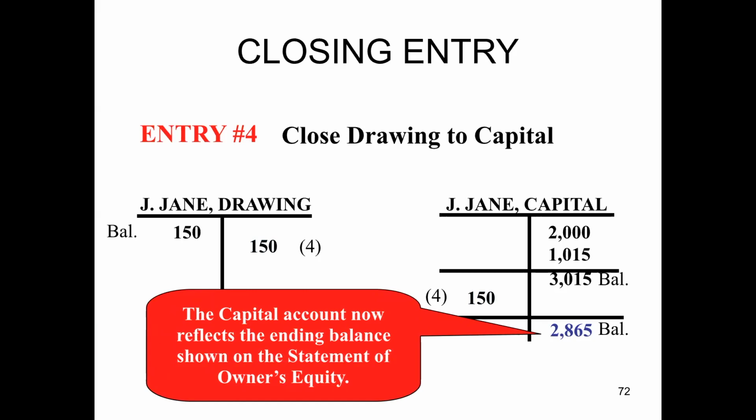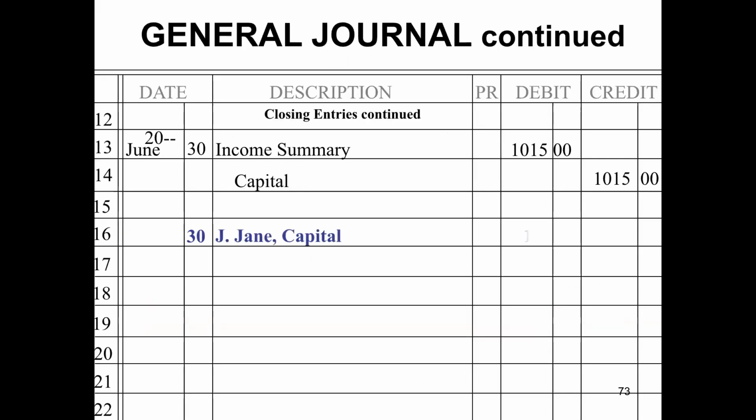Now, this T account actually reflects the statement of owner's equity. As you can see, there is beginning capital, which is 2,000, plus net income less drawing equals the ending balance. Okay? So let's record or journalize this entry. So debit Jessica Jane Capital 150 and credit Jessica Jane drawing 150.